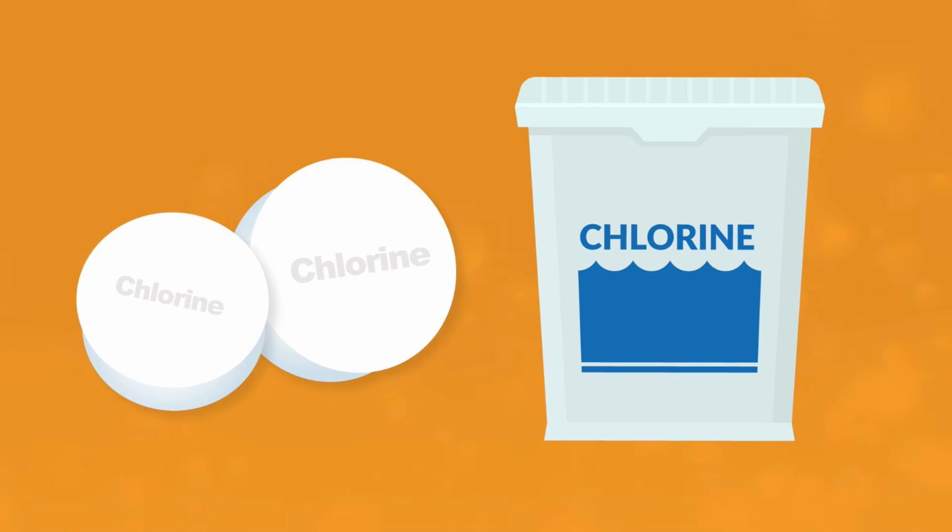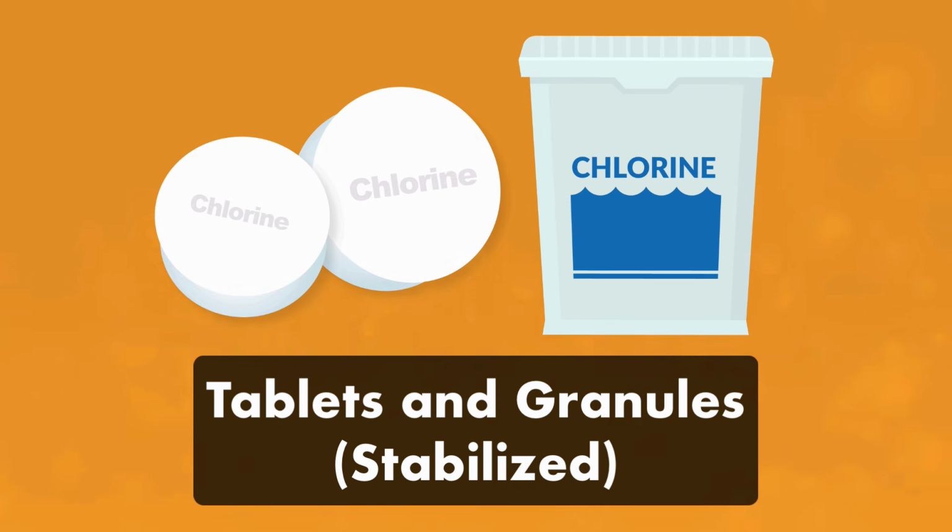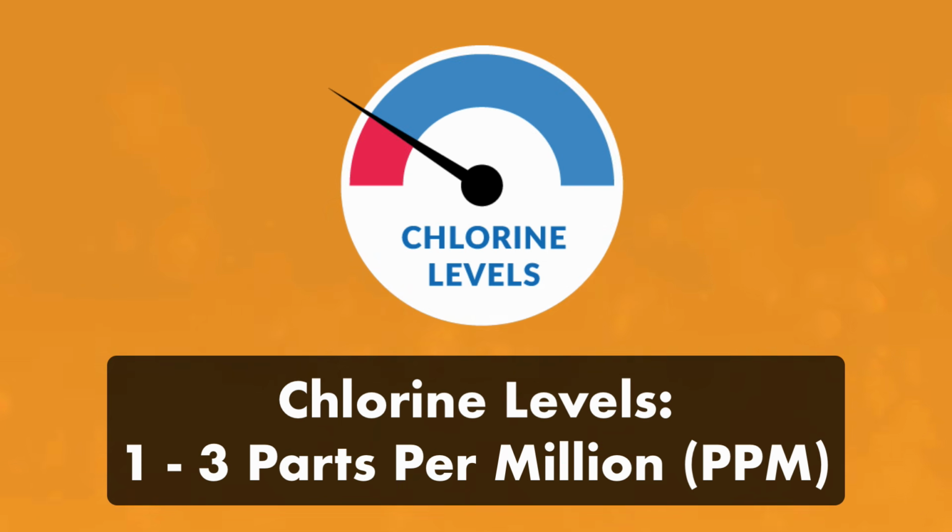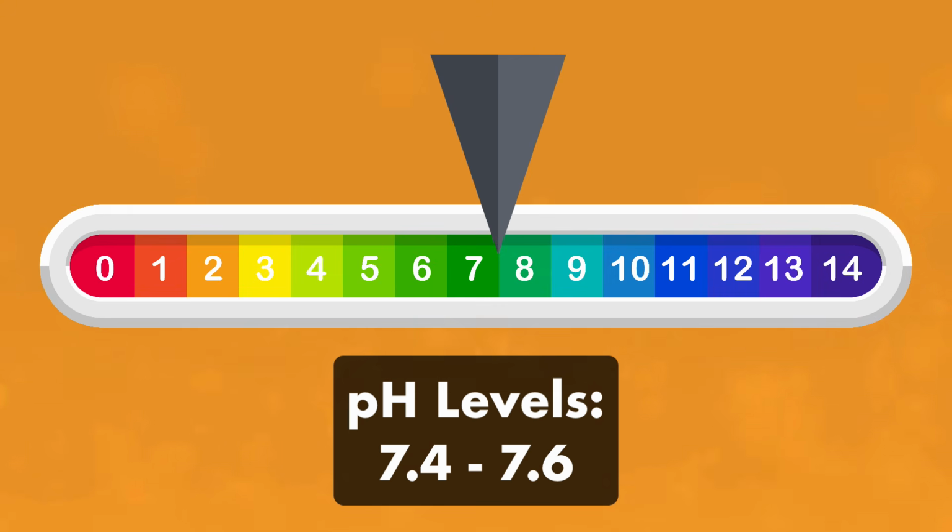But most of the chlorine that's sold to keep your water constantly sanitized is stabilized chlorine. And the most common stabilized chlorine is either trichlor tablets or dichlor granules. No matter what type of chlorine you use, the goal is to keep your chlorine levels between 1 and 3 parts per million, with 3 parts per million being ideal. And you'll also want to make sure your pH is in range before adding chlorine. The pH helps your chlorine work more effectively. Your pH should be between 7.4 and 7.6.